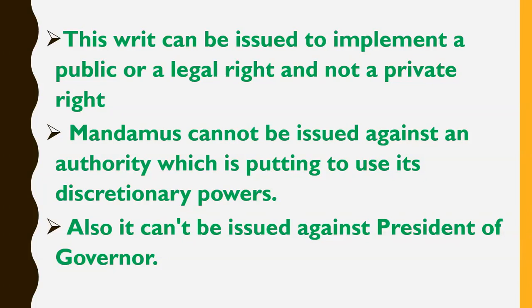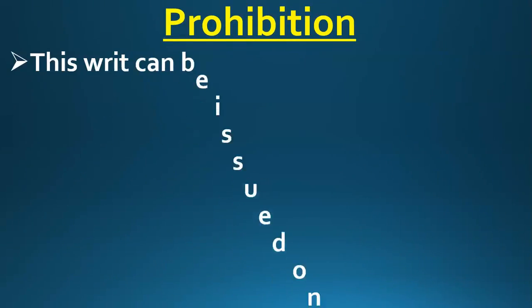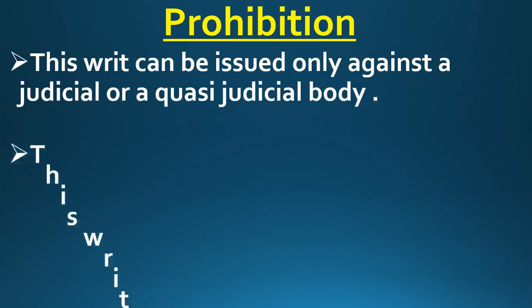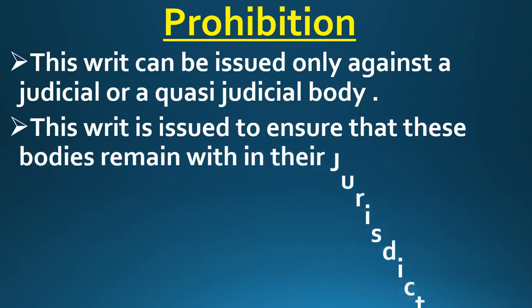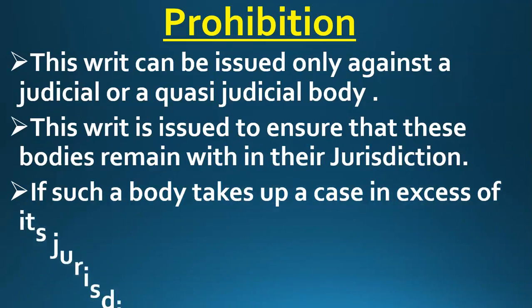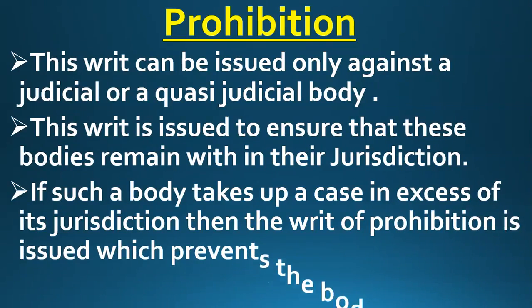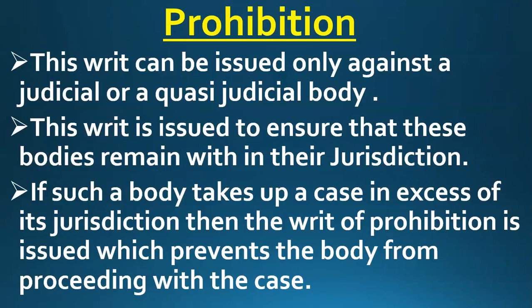Now friends, this writ cannot be issued against the president or governor. So let's move further. Then comes prohibition. So what is prohibition? This writ can be issued only against a judicial or a quasi-judicial body. Now what is a judicial body? Judicial body means a court. For example, a court is a judicial body, tribunals are judicial bodies. So this writ can only be issued against a judicial or any quasi-judicial body.